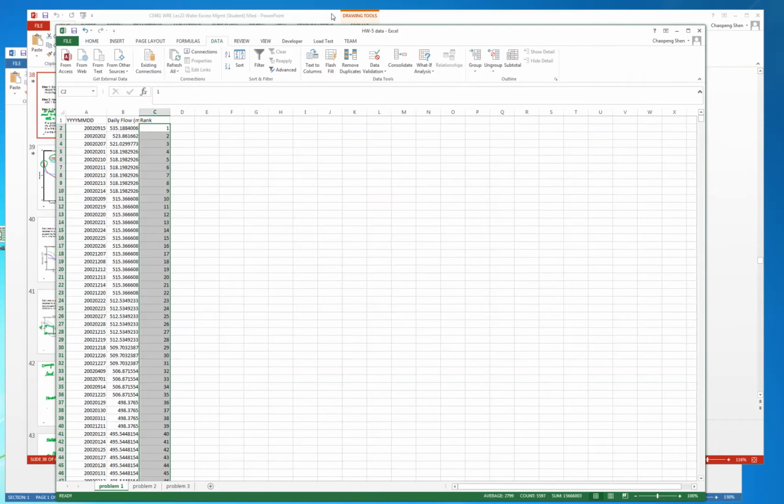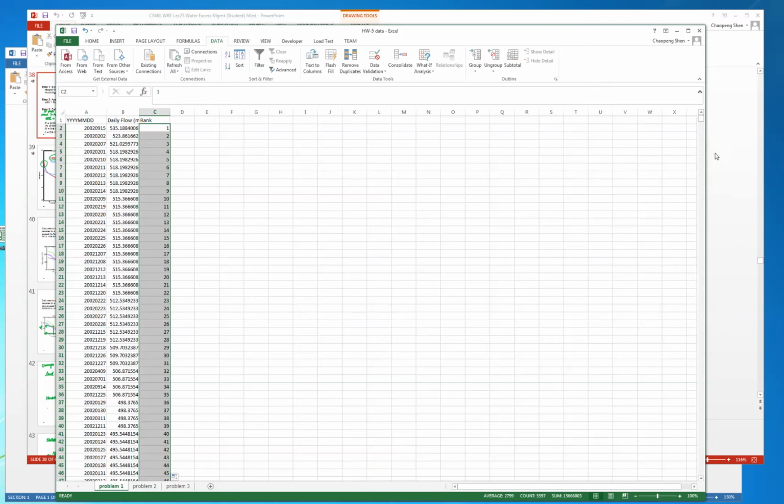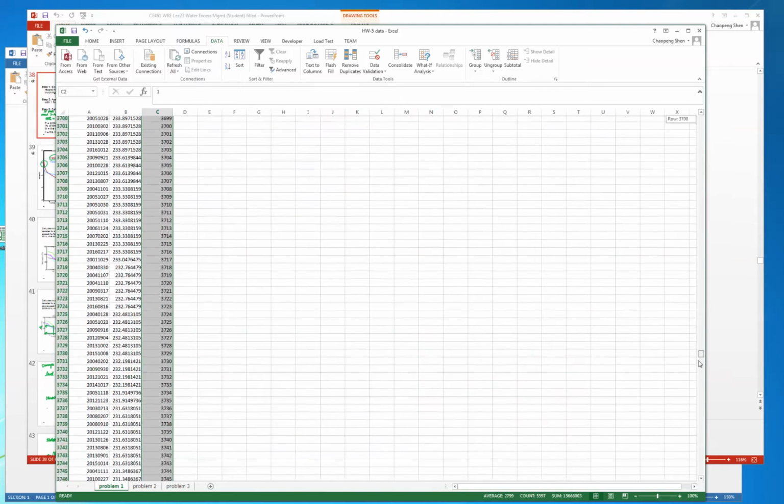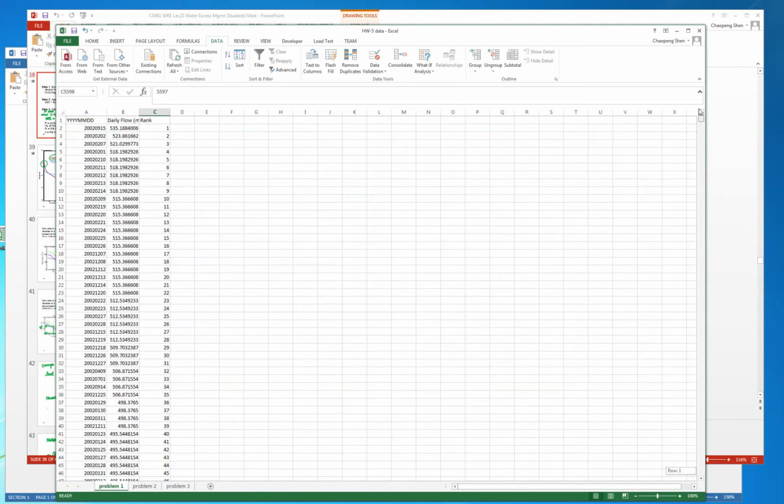And then the probability, we go to this formula, is their rank over n plus 1. So what is the maximum value here? It's 5597. Therefore, your n is 5597. Therefore, the probability P is the rank over n plus 1. Then you autofill this.